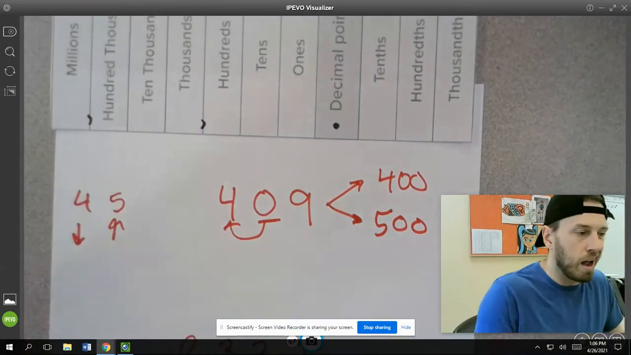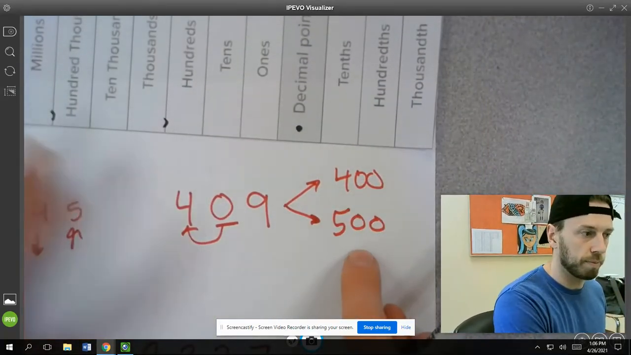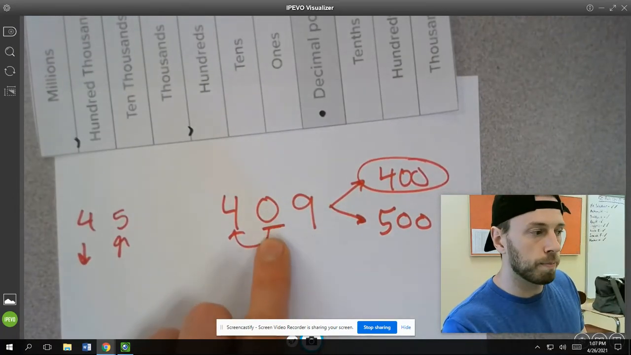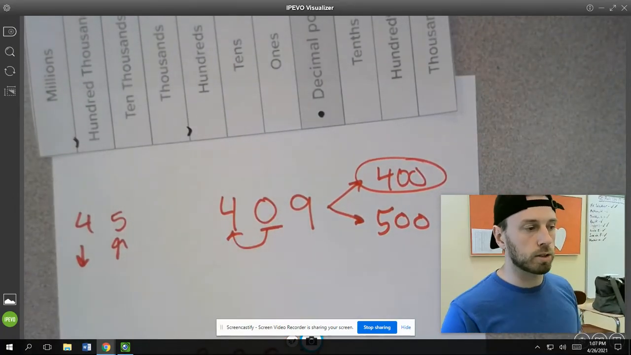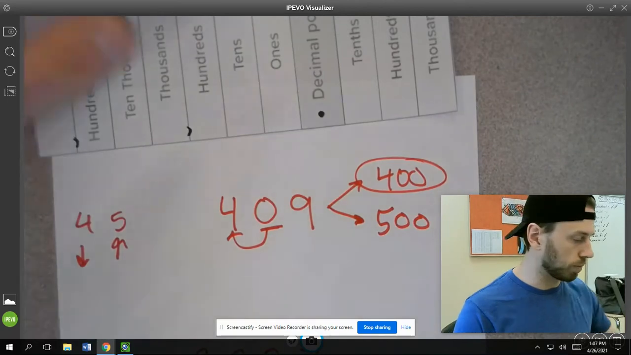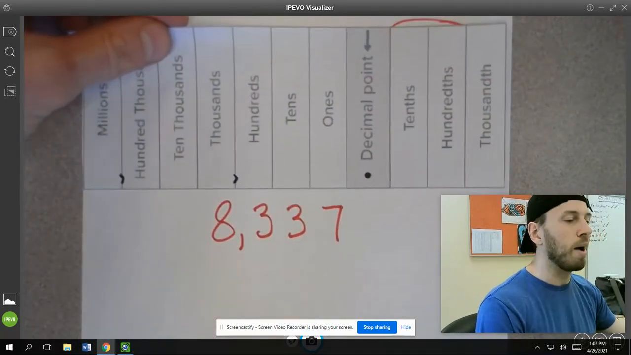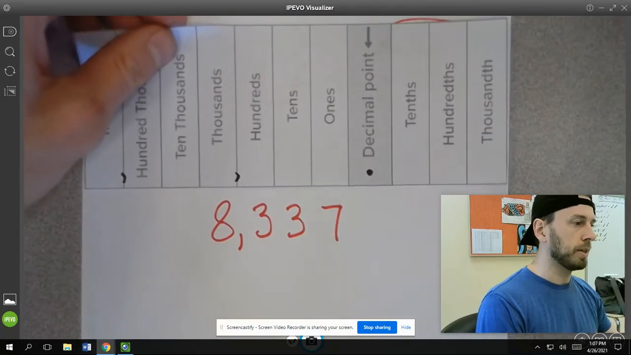So 409 is about 400 or 500. It's about 400 because that 0 there is a 4 or lower. So it just tells us to round this to a 400, and we would say that's a 400. It's not that exact number, but it's just around it. It's close to it, right? How about this number?